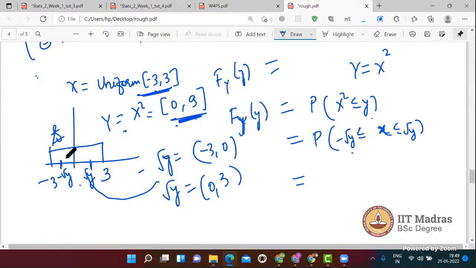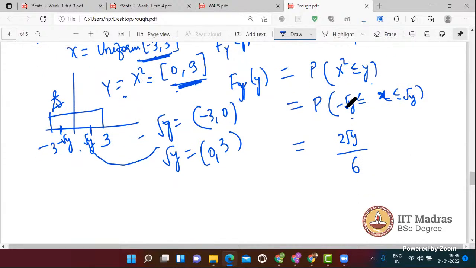So you can calculate the area. What would be the area of that? Root y upon root y, that is 2 root y upon 6. So this is the PDF of y.